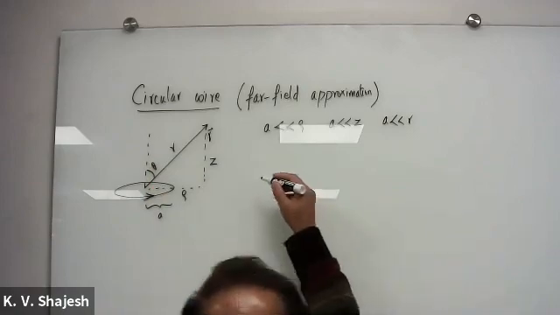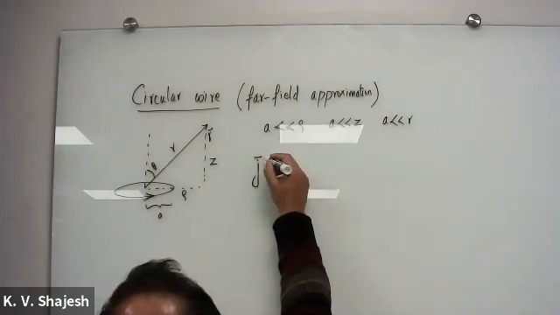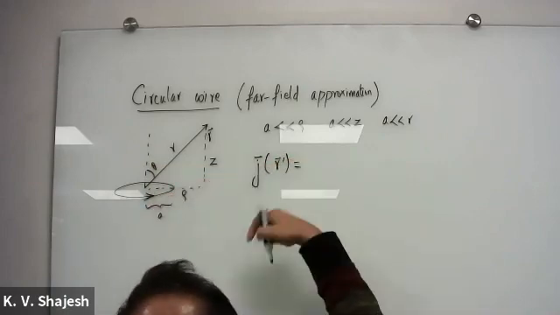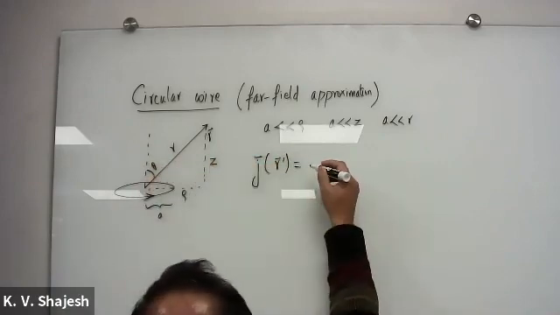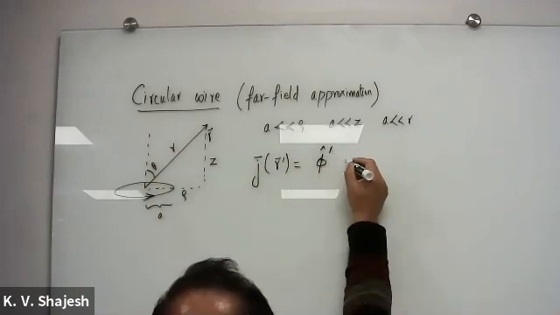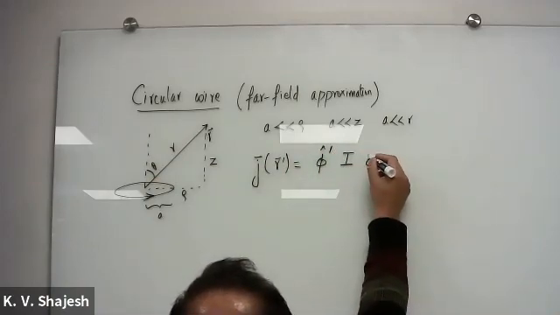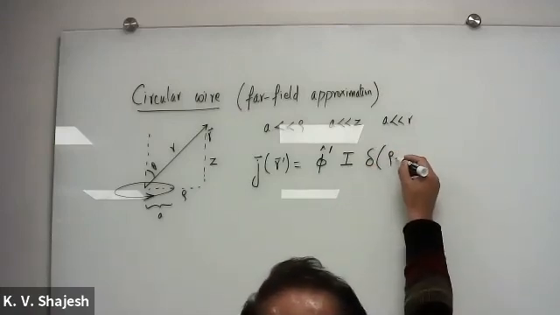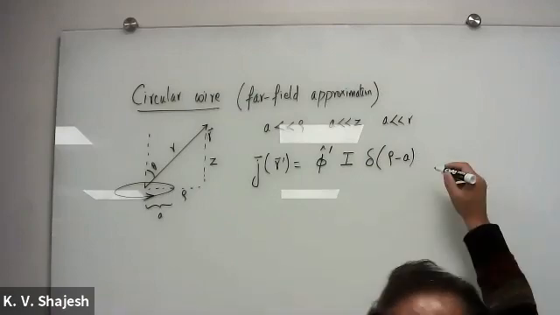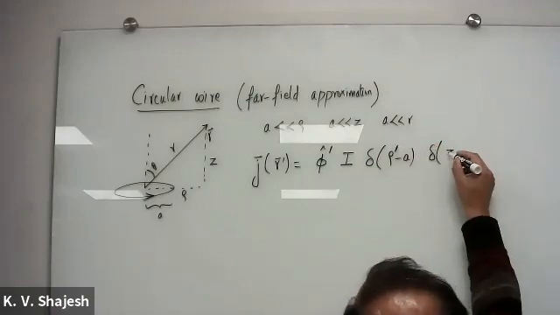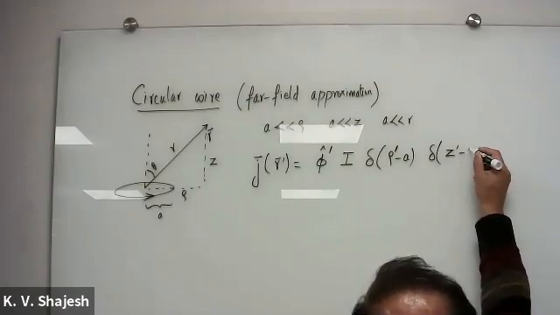So the current density for this current carrying wire is in the tangential direction, the cylindrical coordinate tangential direction, that's phi prime. There's a current I going through it, and the radius is fixed to a. That's using the delta function in rho prime, right? And z prime is set to 0.